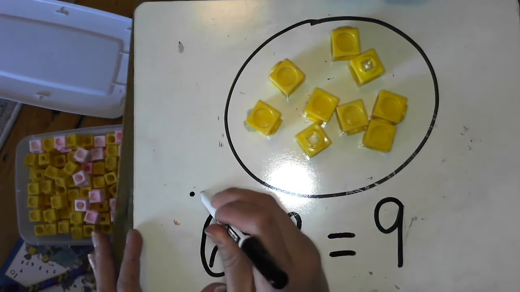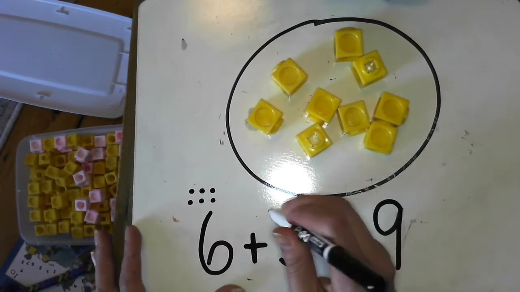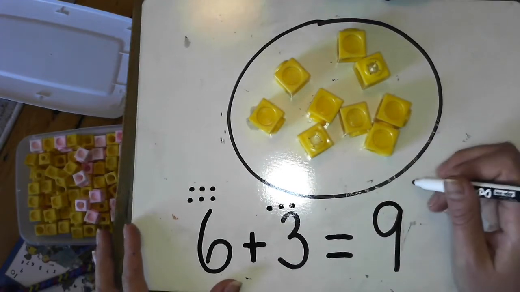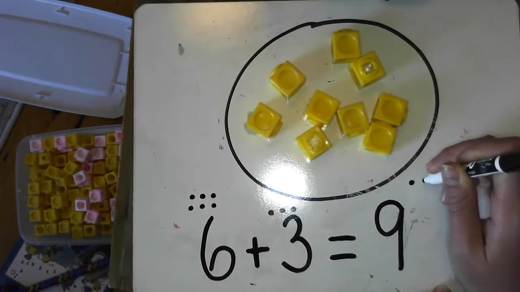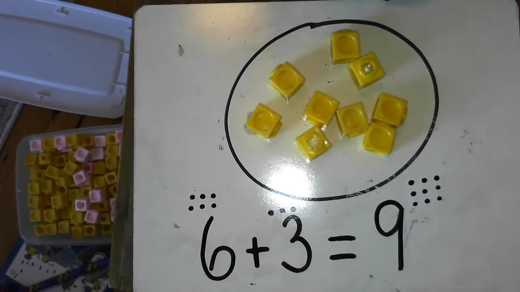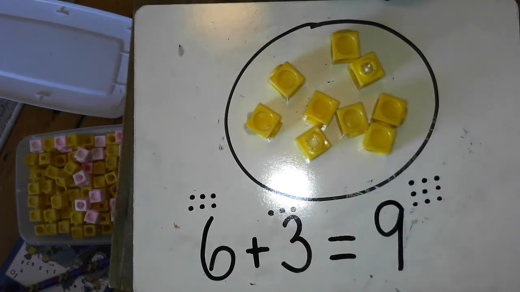6, 1, 2, 3, 4, 5, 6, plus 3, 1, 2, 3, is really the same thing as having 9. 1, 2, 3, 4, 5, 6, 7, 8, 9. Notice how we can show math, we can show addition in so many ways. We can show it with a number sentence, dot pictures, and even with cubes, even with manipulatives.